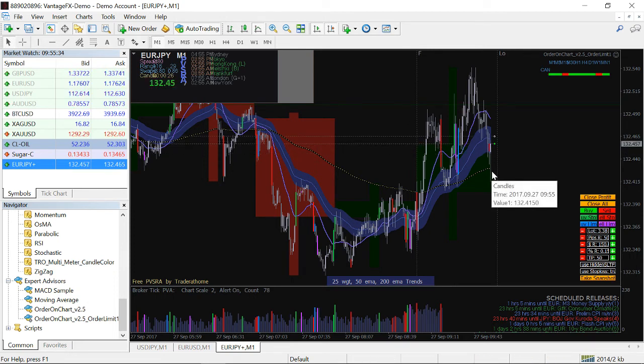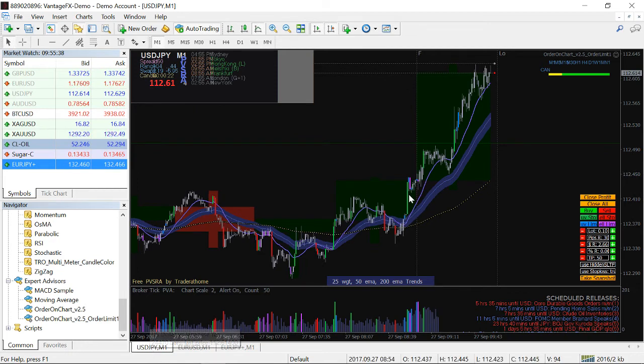So yeah, that's it. Another one is dollar yen. So you see that here, you trace it back to the 25. It didn't actually, it almost did. And here we trace it back to the dragon, okay? Here it's retracing back to the 25 WGT.